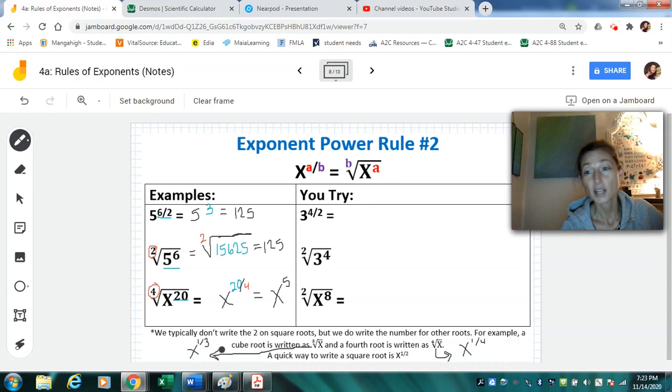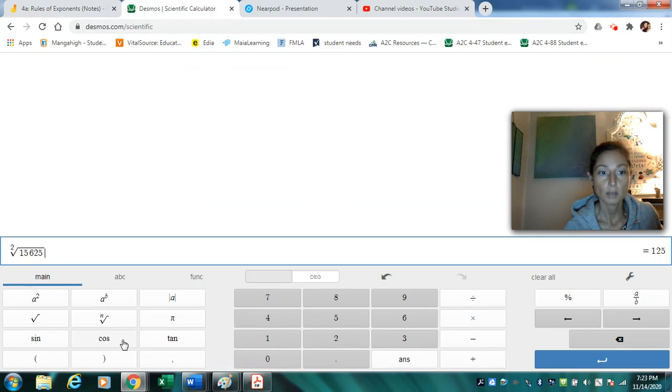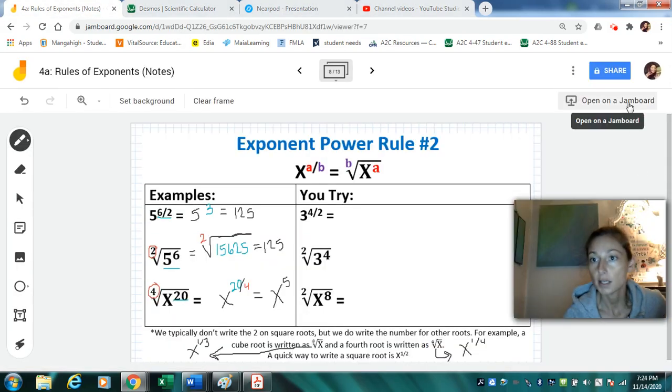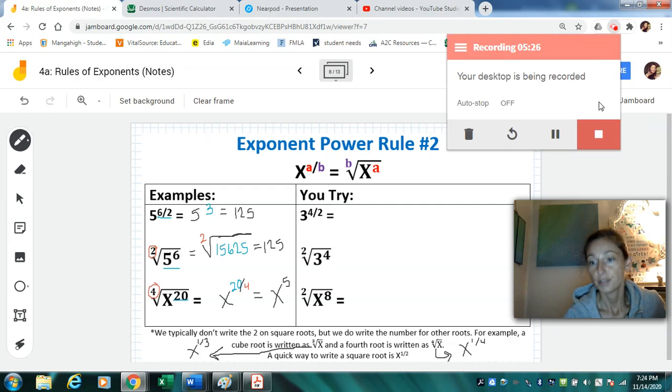So go ahead and try this problem. I know it's a little bit trickier using the Desmos calculator to put that in, but again, make sure you use this one here, and then you'll be able to put in the type of root. All right, so go ahead and try the problems on the next screen, which is the draw screen.